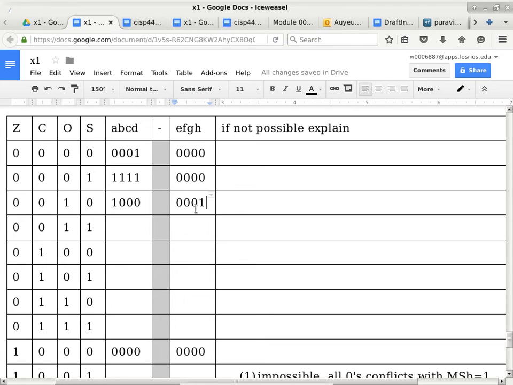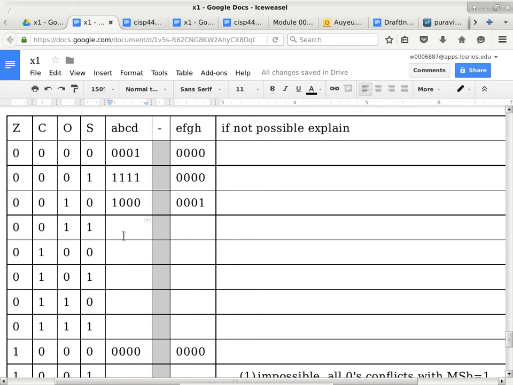So the result of this subtraction is 0, 1, 1, 1. It is non-zero. There's no borrow, because 1, 0, 0, 0 is representing 8 interpreted unsigned. So there's no borrow. There's overflow because the sign of the result does not make any sense, and yet the sign flag is a 0. Is that okay? Okay, moving on to the next one.